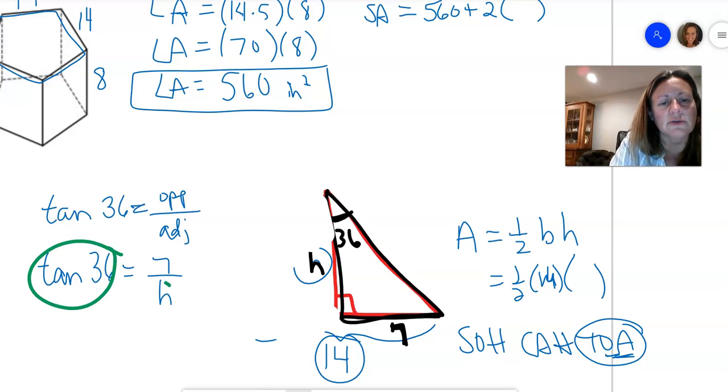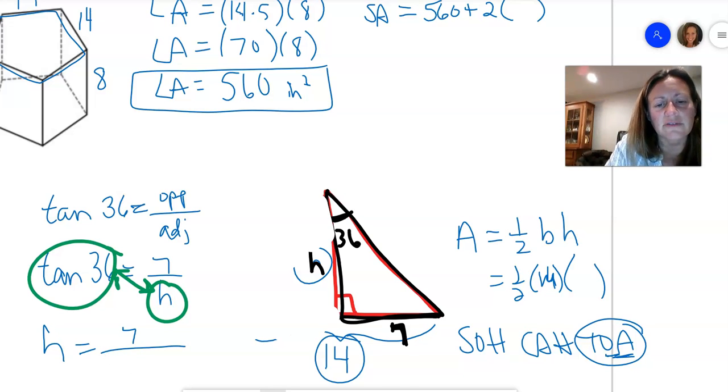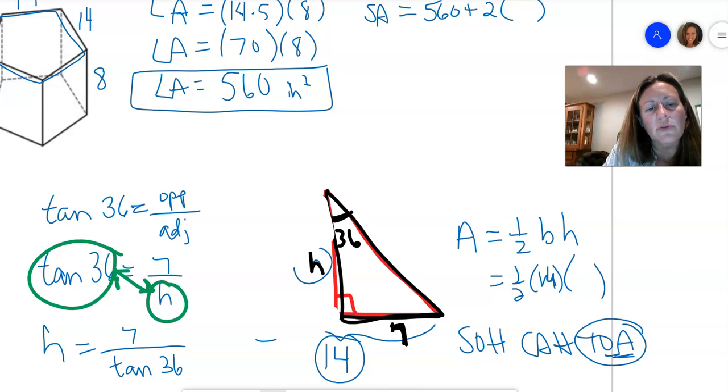I can take these two and I can basically swap them completely. I tried to teach you that shortcut when we did this at the beginning of the virtual instruction days. I don't know how much you guys really absorbed back then, but it is valid to just swap them. This is really looking messy, so I'm going to try to write neater. Tan of 36. You could go through the process of multiplying both sides by h and then dividing both sides by tan of 36, but what you end up with is just swapping those two, and now h is equal to 7 divided by the tan of 36.